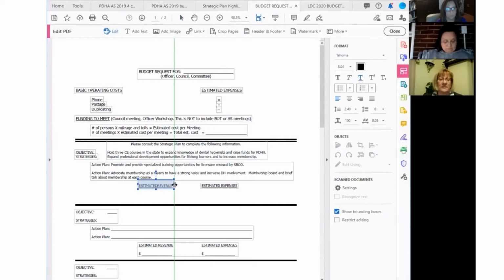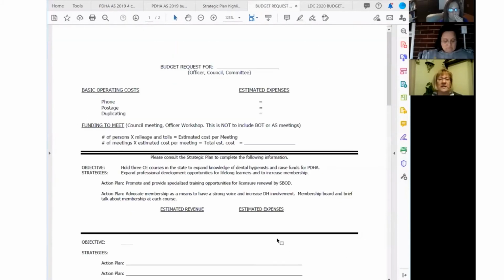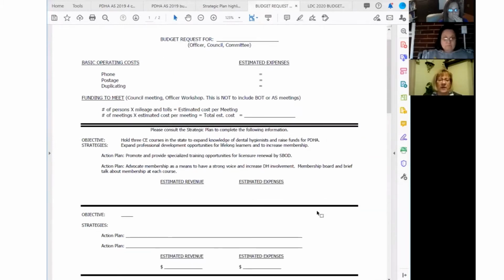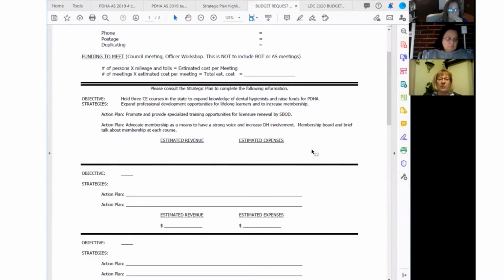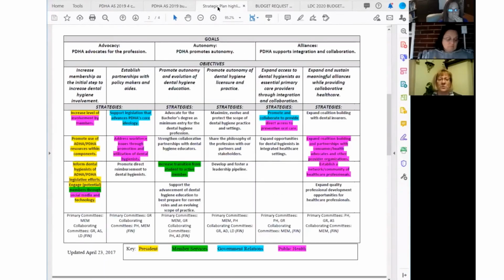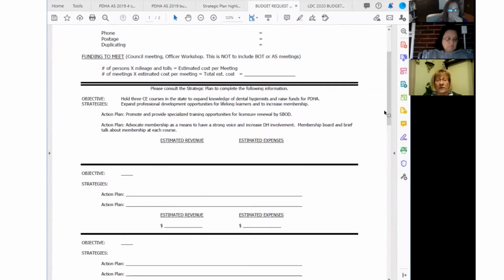So as you can see, what they have down there is, what is your objective? And you have to pull that from your committee as well as from the strategic plan. What is my objective? What part of the strategic plan is going to help me accomplish what we want to do for the coming year? You also have the opportunity to fill in the action plan.